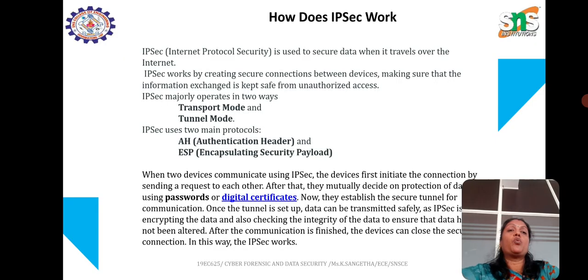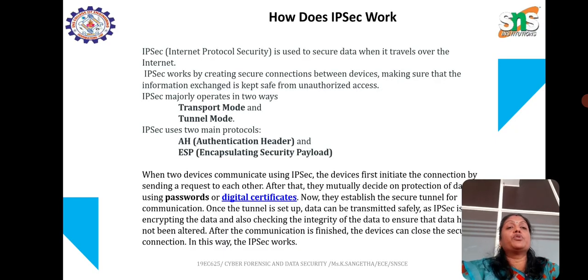IPsec works by creating a secure connection between devices, making sure that the information exchanged is kept safe from unauthorized access. As we discussed earlier, there are two modes, transport mode and tunnel mode. IPSec uses two main protocols, AH and ESP, which we already studied. So the main two protocols are AH and ESP.